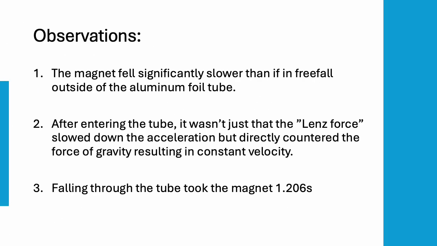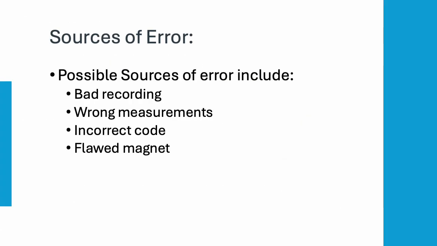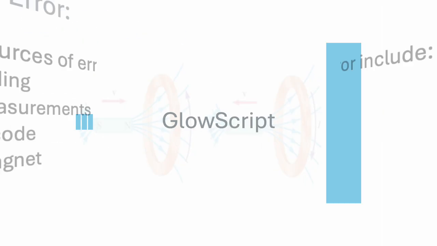Here are my observations from the lab. 1. The magnet fell significantly slower than if in free fall outside of the aluminum foil tube. 2. After entering the tube, it wasn't just that the Lenz force slowed down the acceleration, but directly countered the force of gravity, resulting in constant velocity. And 3. Falling through the tube took the magnet 1.206 seconds. Some possible sources of error were bad recording, wrong measurements, incorrect code, and a flawed magnet.